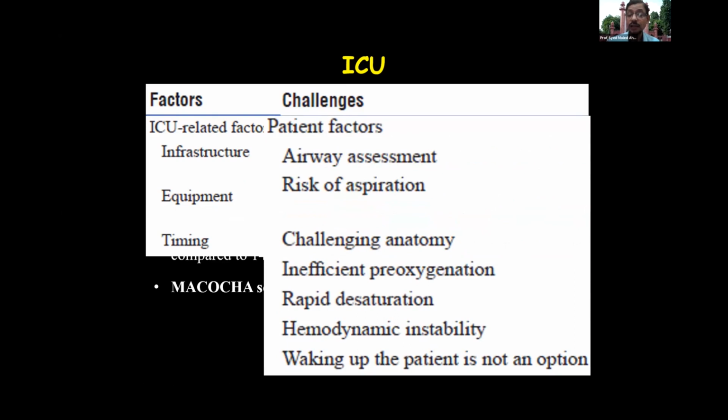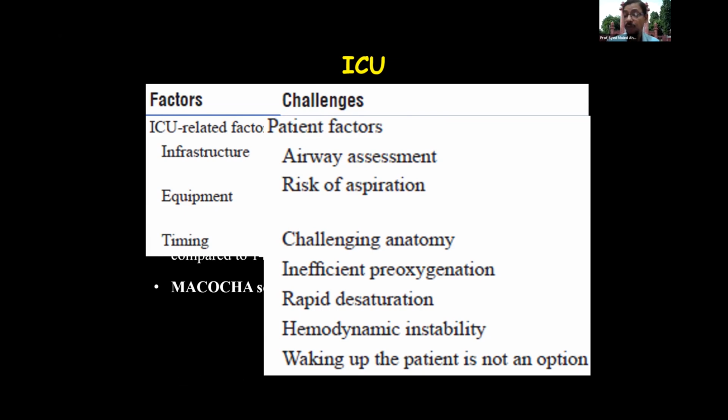The second thing is the patient factors. You are not able to assess the patient's airway because the patients are most of the time uncooperative or comatose, so you cannot exactly assess the difficult airway. And risk of aspiration is always there. And the anatomy is challenging because a lot of distortion has taken place, and inefficient pre-oxygenation is always there. And these patients, because of their cardiac and respiratory reserve, desaturate very fast. And most of the time they are very hemodynamically unstable.